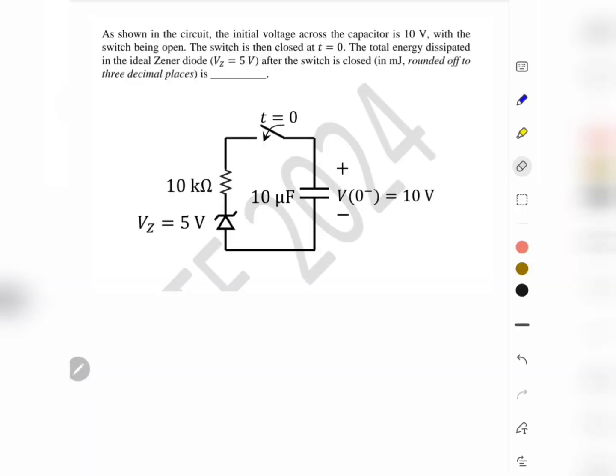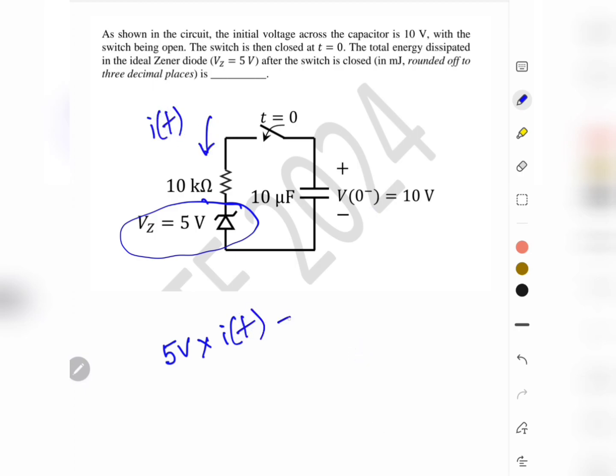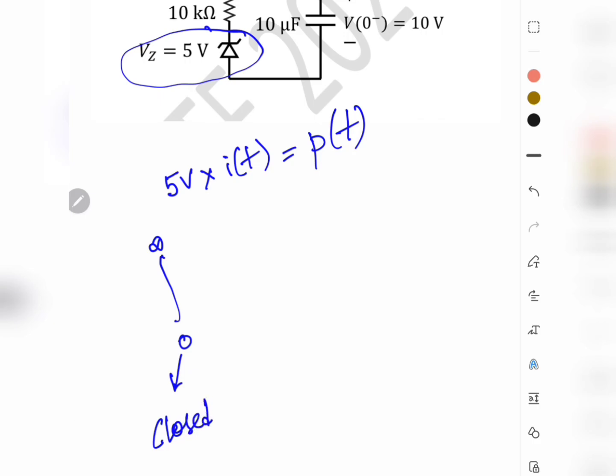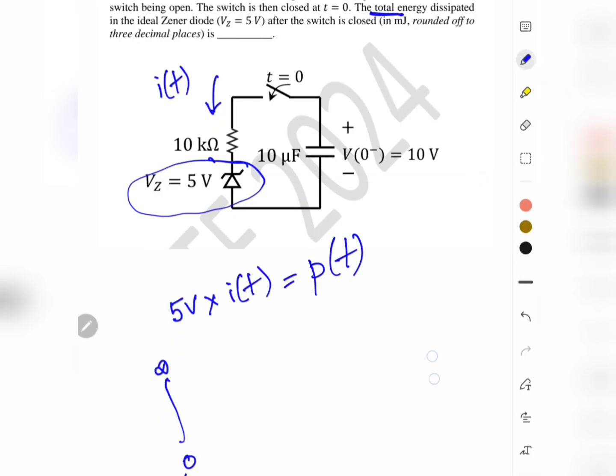This question was very tricky because there might be a situation where current is either flowing in the entire circuit once the switch is closed, or the current might not flow. Because if the current is flowing, then we know that there will be some energy dissipated in the Zener diode. So how can we find it out? It is just the voltage times the current flowing through here. So that will be our instantaneous power. And if we integrate this instantaneous power, because the switch was closed at time t equal to 0, and the question says total energy, so we are integrating till infinity. Then we will get the energy dissipated.